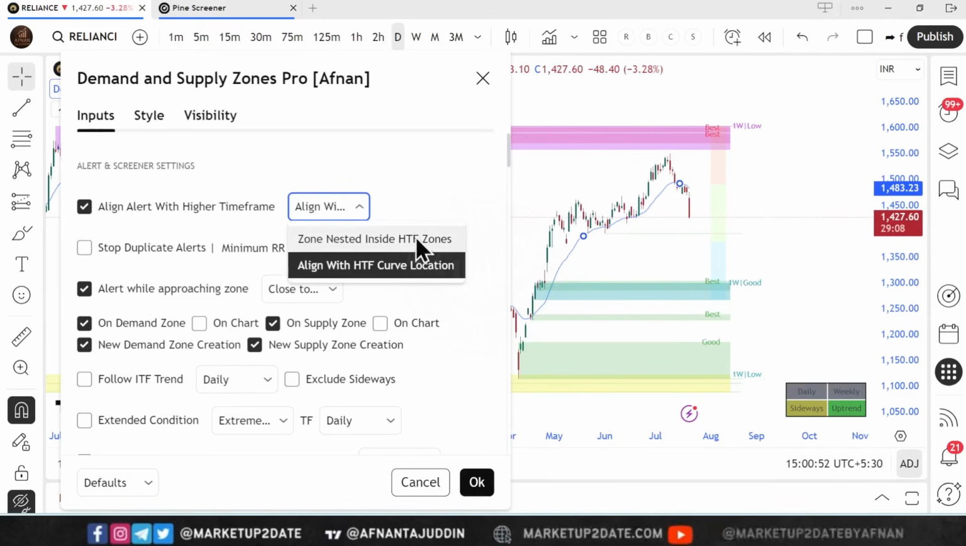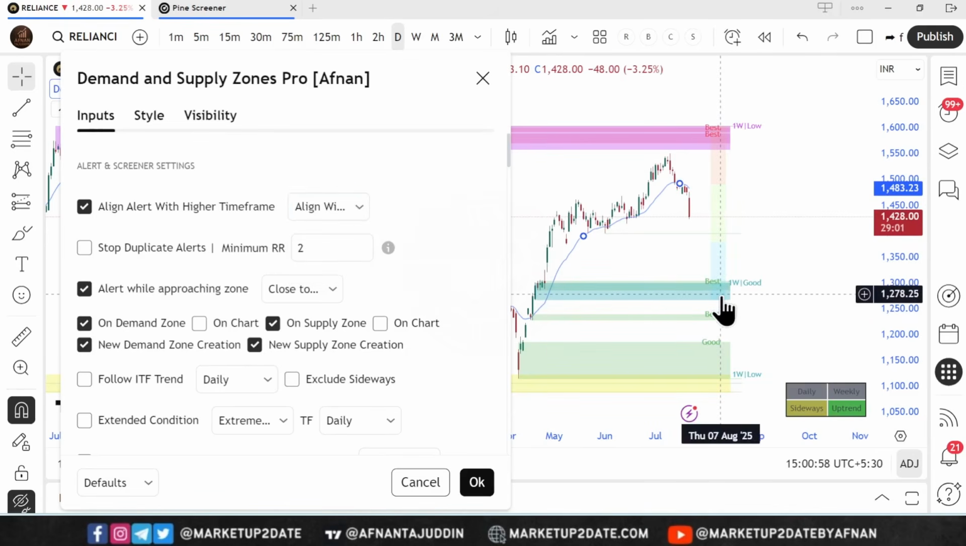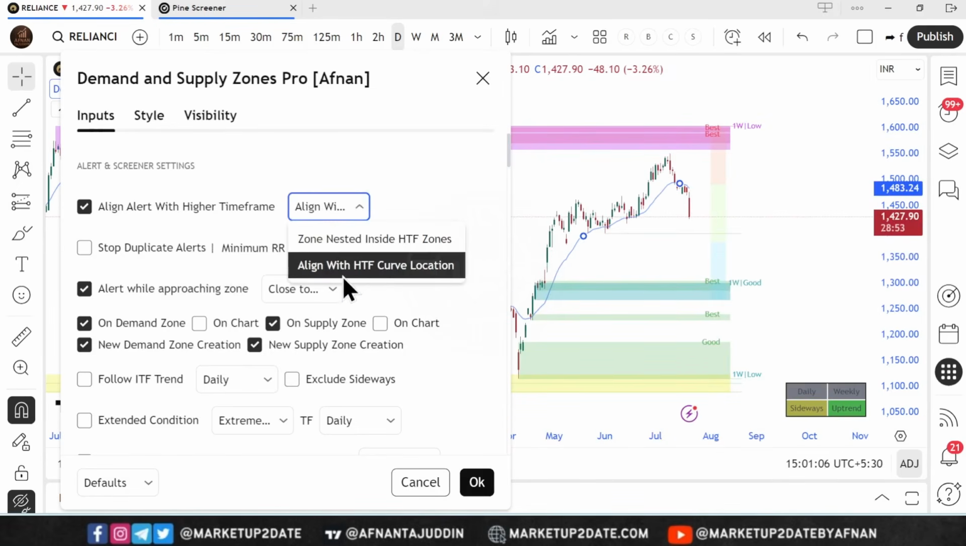Second, align with higher time frame curve location. This connects directly to our curve analysis. An alert for a demand zone will only fire if it is located in the wholesale or cheap area of the higher time frame curve. This is a massive odds enhancer.